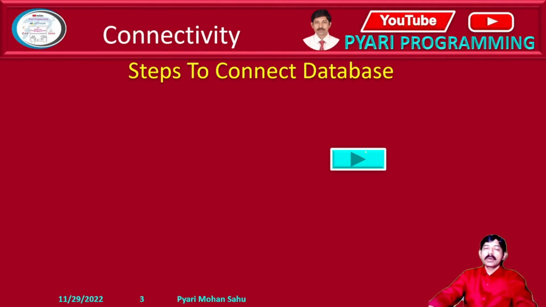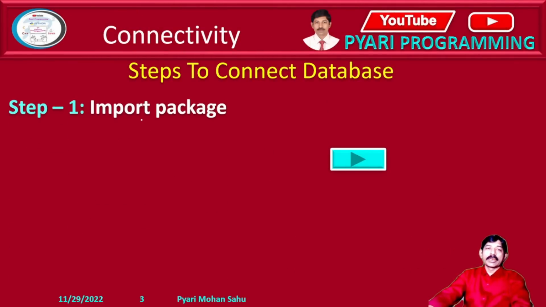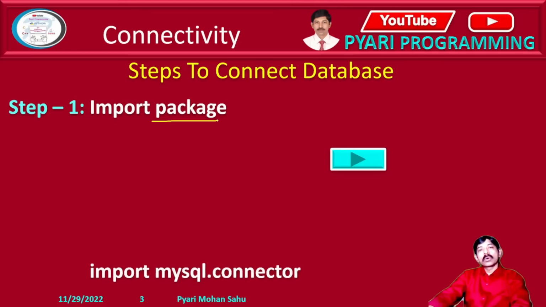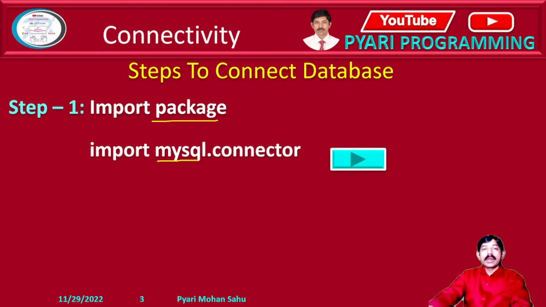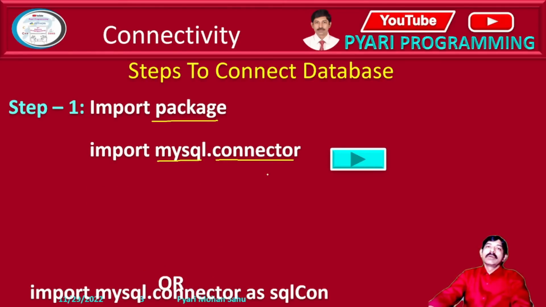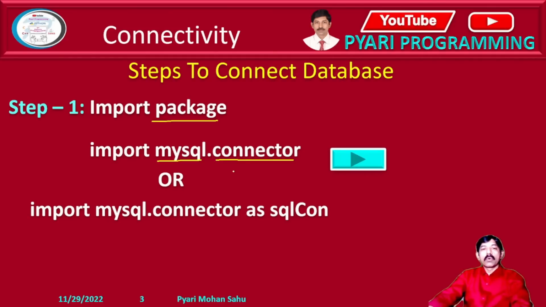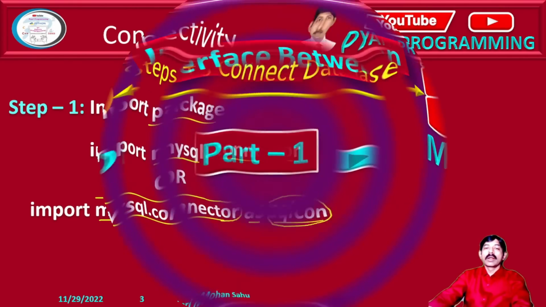Let's start with step 1. Step 1 says import package. Now which package do I need to import? I need to import mysql.connector. Now everywhere in my program I need to use mysql.connector, which is difficult for me to write everywhere. So instead of that, I can write another way, that is import mysql.connector as sqlcon. What does it mean? Instead of writing mysql.connector everywhere, I can simply use sqlcon.